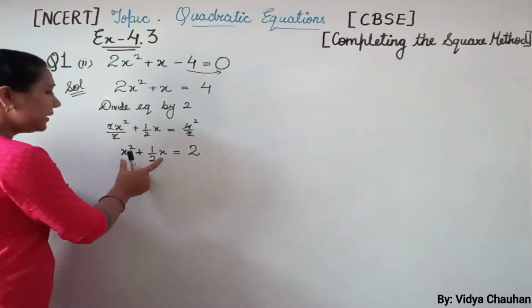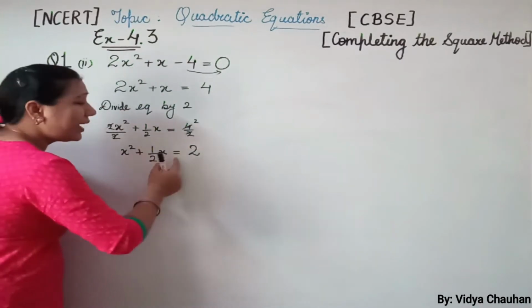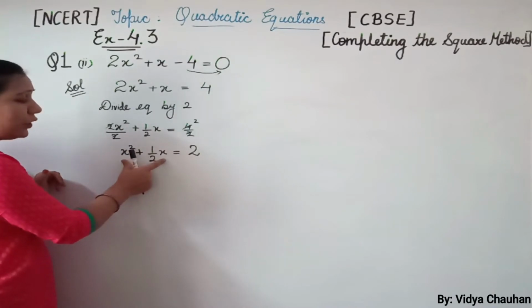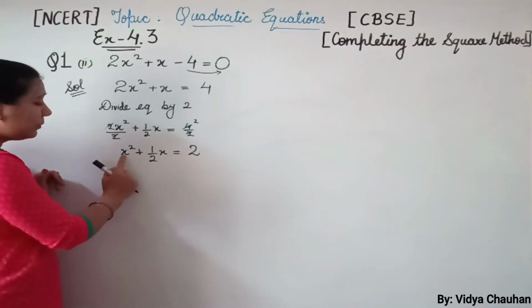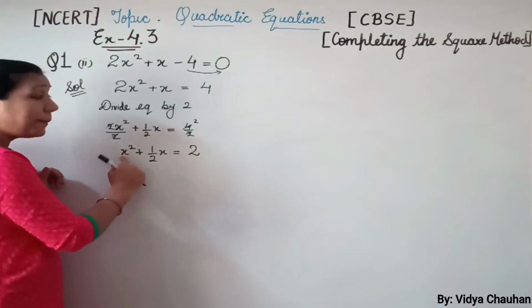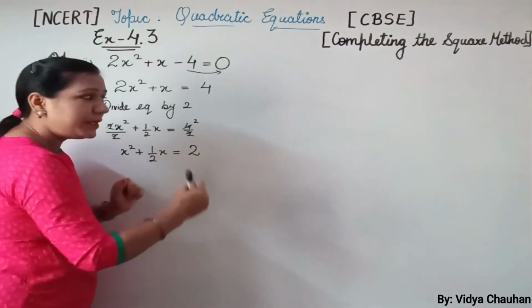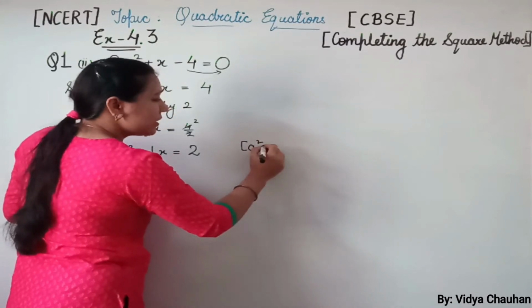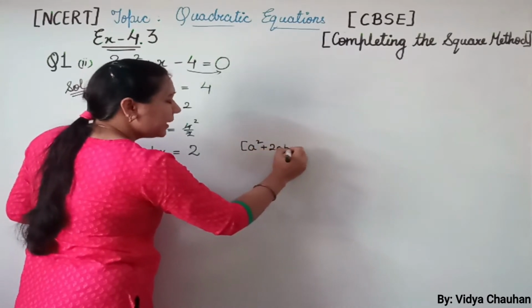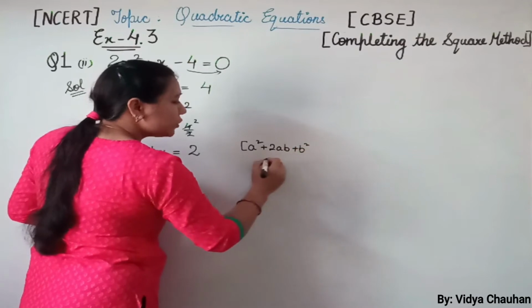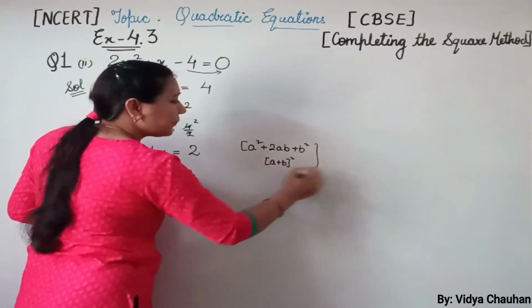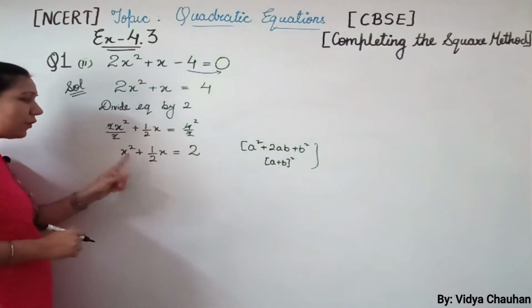Now let us complete the square on the left side. Automatically the changes will be made on the right hand side. If we need to make this a square, it has to be in the format a square plus 2ab plus b square, so that we can make it equal to a plus b whole square. So we are going to apply this format here.